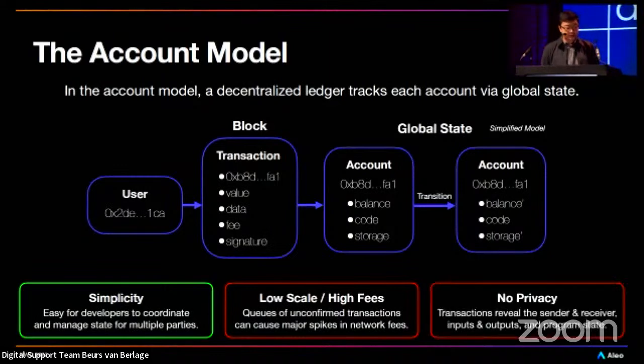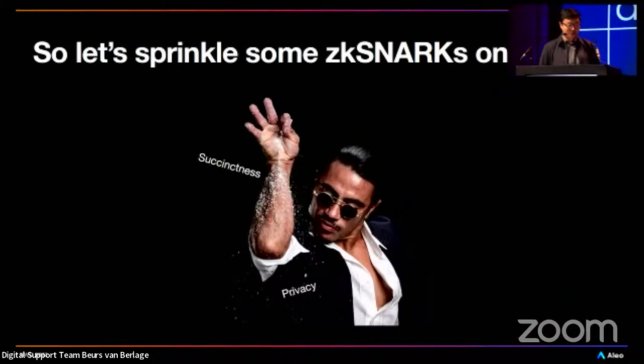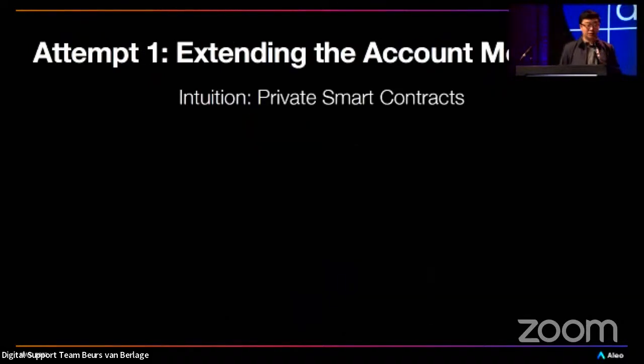And finally, these transactions reveal their contents to everyone on the network. And this means that the sender and receiver, along with the program inputs, the outputs, and the state are all publicly known. So the question is, how can we redesign the ledger to minimize re-executions and maximize privacy? Well, the solution, of course, is to sprinkle some ZK SNARKs on it. Well, the reality is that it's almost there, but let's extend this account model we just showed and see where we land. So let's take an attempt.